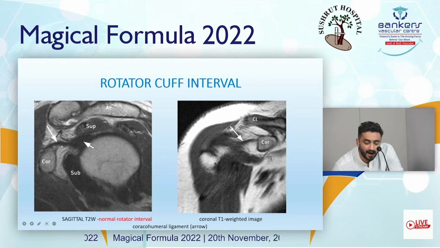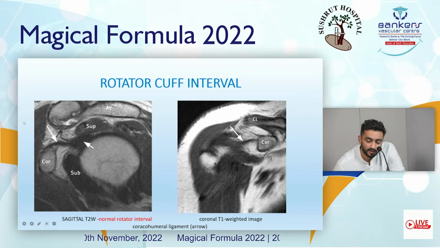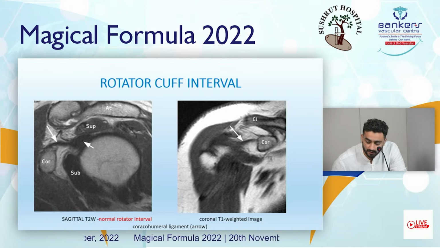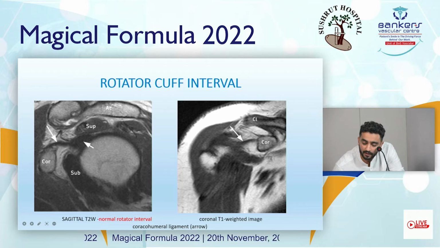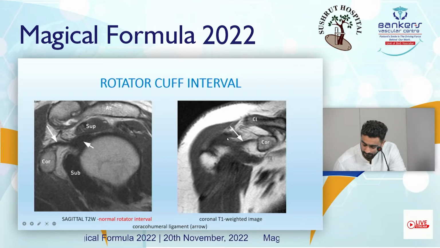You will see fat. Then you will visualize this ligament, that is the coracohumeral ligament. And then here with the short arrow, what you see is the long head of biceps tendon. So these are the 3-4 structures which are nicely going through the rotator cuff space, and there is no soft tissue or scarring here. Similarly, here on the coronal image, you can see the coracohumeral ligament.